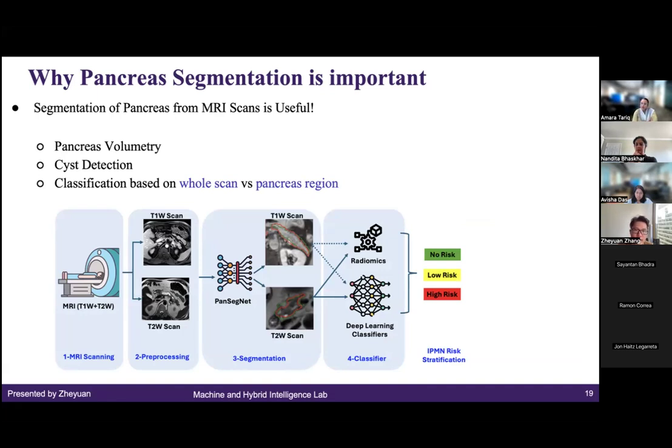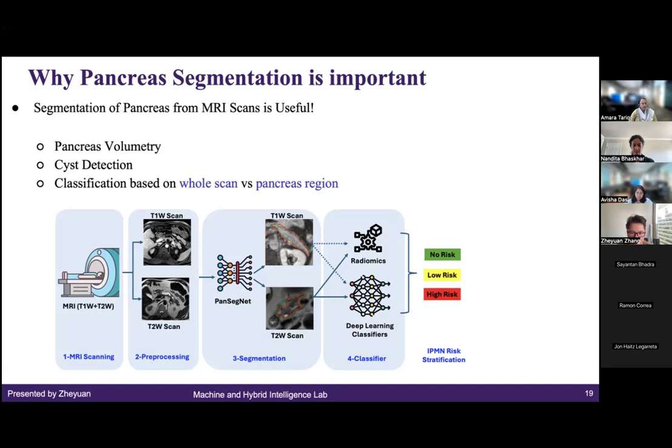For example, in diabetes patients, particularly type 1 diabetes, the volume of the pancreas will shrink a lot at the beginning phase of the diabetes. And if people can have an accurate value of this pancreas volume, it can help the clinical doctor to make the decision whether this is type 1 or type 2 diabetes without doing further testing.